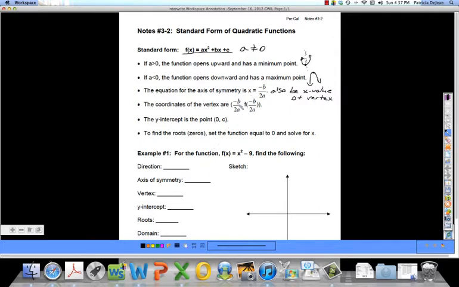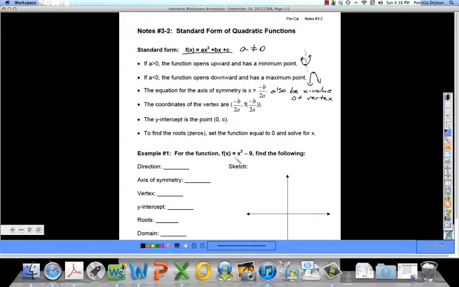Then you take that value and plug it back in here. Whatever you find for the x value, find f of negative b over 2a, just like we found values for functions before, and that will give you the y value. The y-intercept will be 0, c, whatever this number c is. And the roots: you set the function equal to 0 and solve for x. Or if you're looking at a graph, it is where the graph crosses the x-axis.